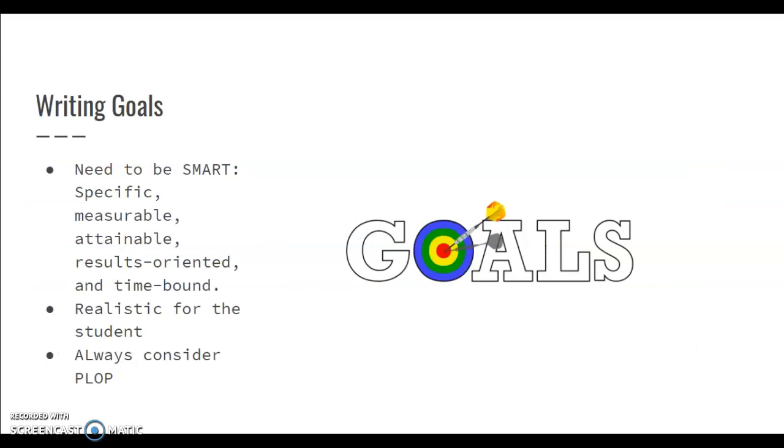Now moving on to writing goals. Writing goals needs to be SMART. Okay, so think of that acronym. Specific, measurable, attainable, result-oriented, and time-bound. They also need to be realistic for the student, and you always want to consider their plot.